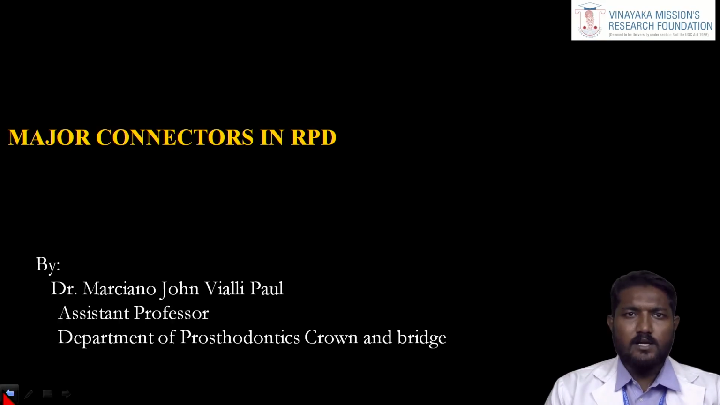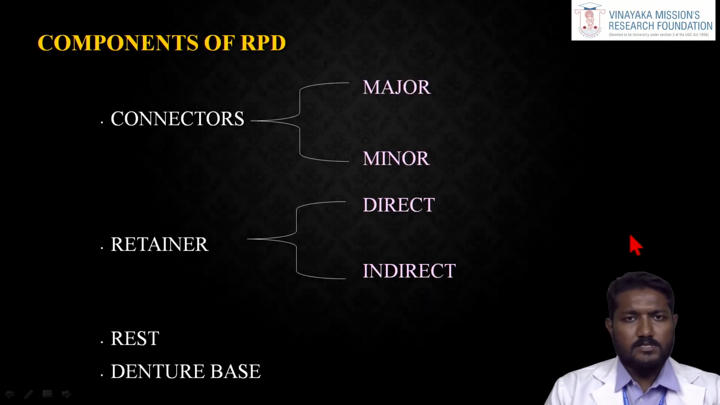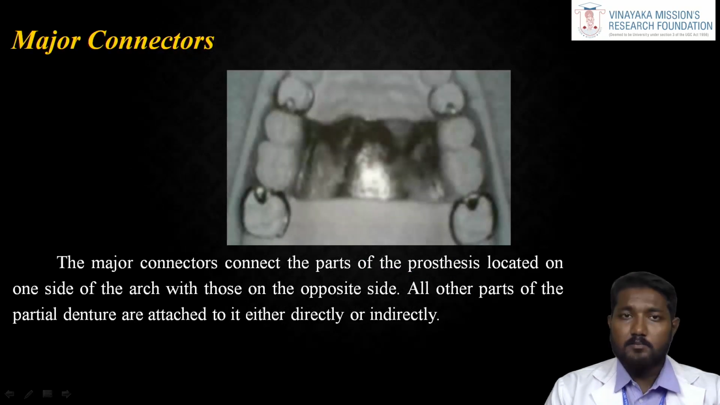Salem. Today we are going to talk about the topic major connectors in the removable partial denture. What are the components of removable partial denture? There are connectors, retainers, rest and denture base. In connectors we have major and minor connector. In retainers we have direct and indirect retainers. Today we will be talking about the major connectors.